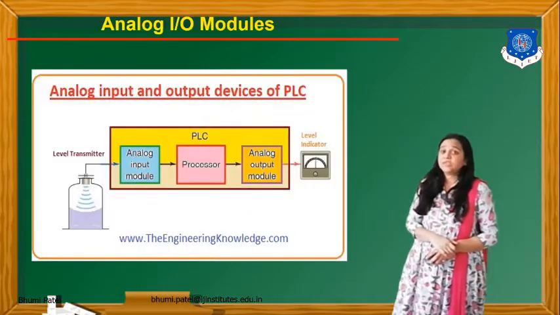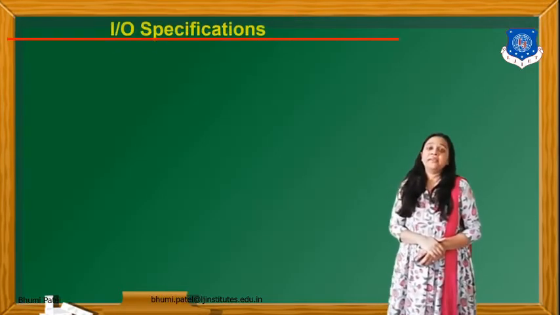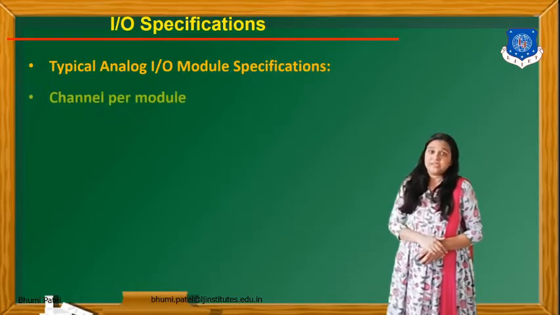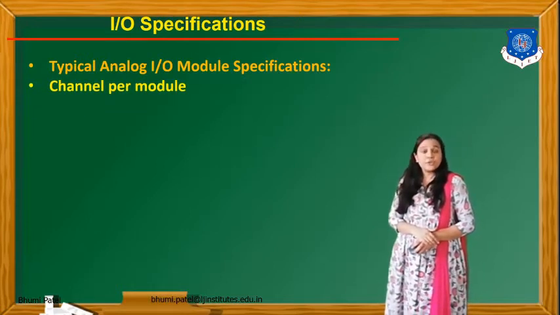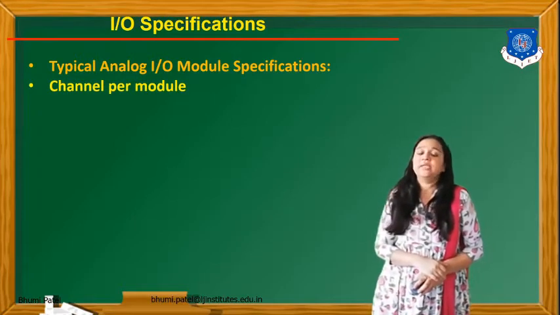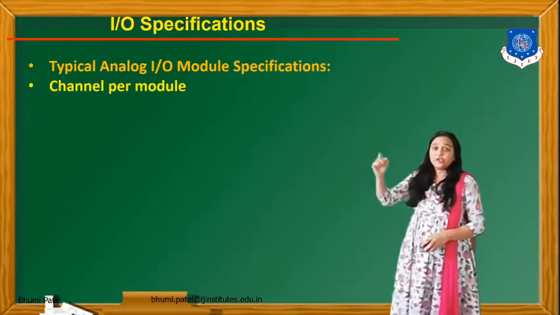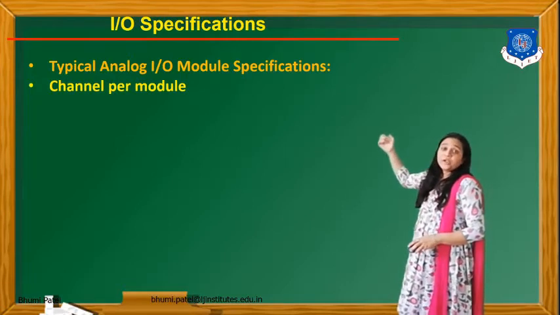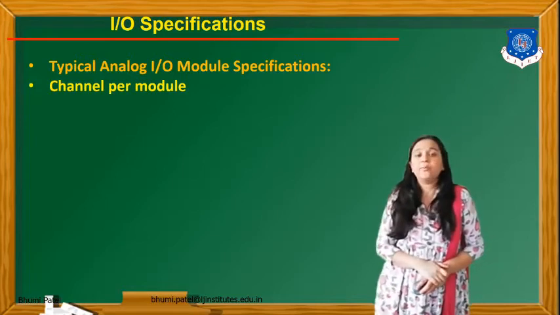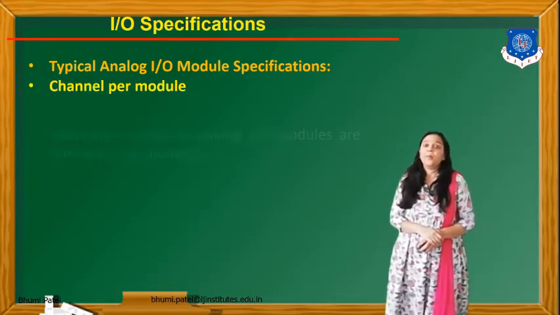After that, we studied the analog input and output devices of the PLC, and then we will study the different I/O specifications used for the special types of I/O used in the PLC. Now, today's topic is I/O specifications for typical analog I/O modules used for PLC operation. The first one is channels per module.